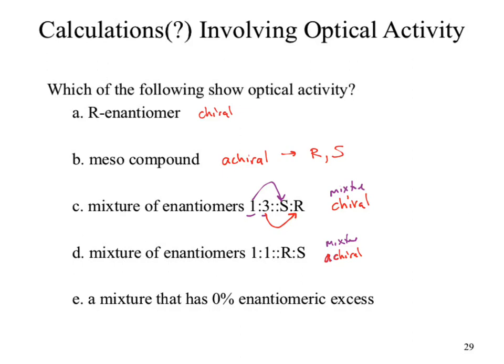That new name, as Cass was trying to suggest, was racemic.